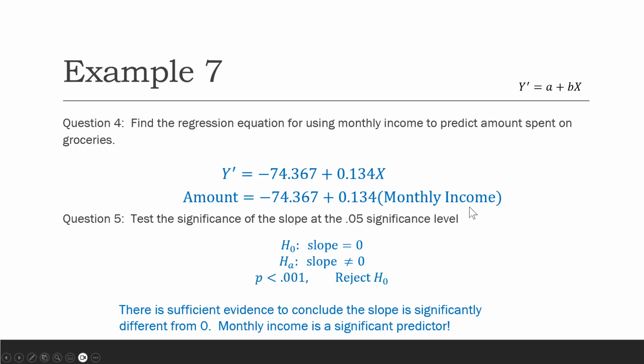So sorry about that. Question 5, we're going to test the significance. We already saw in the output that our p-value was less than 0.001. Our significance level was 0.05, so we know that we would reject the null hypothesis and conclude that we have significant evidence that our population slope will be significantly different than 0. So that basically just means that monthly income is a significant predictor of the amount that a family spends on groceries.